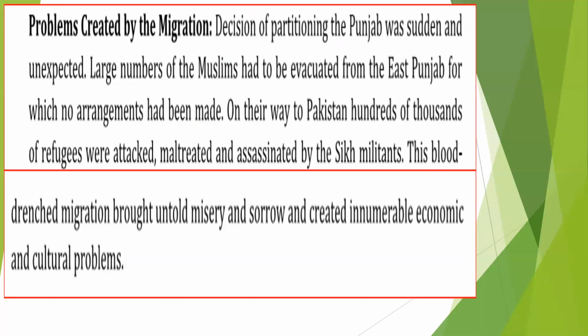Problems created by migration. The decision of partitioning the Punjab was sudden and unexpected. A large number of Muslims had to be evacuated from East Punjab, for which no arrangement had been made. On their way to Pakistan, many refugees migrated from Pakistan to India and India to Pakistan. But in this, thousands of refugees were attacked, maltreated, and assassinated by Sikh militants, and this blood-drenched migration brought untold misery and sorrow and created innumerable economic and cultural problems.